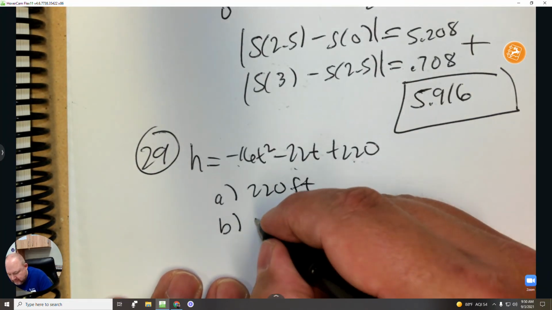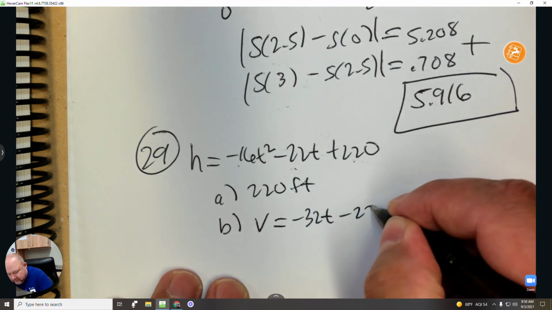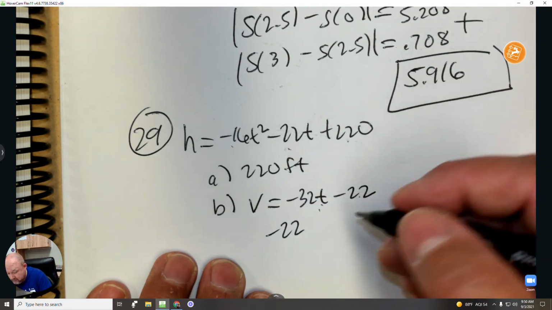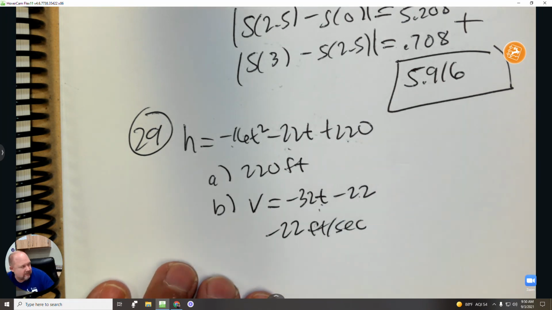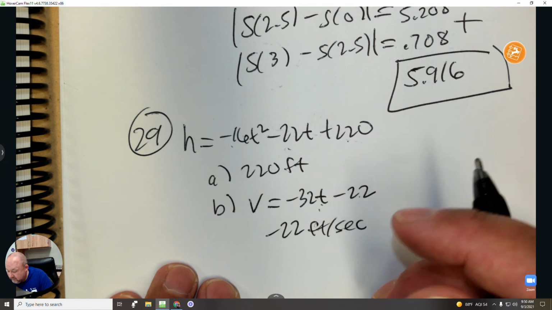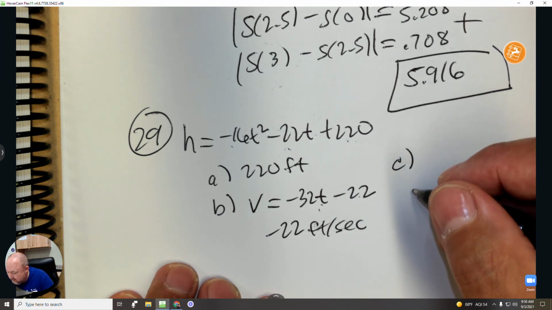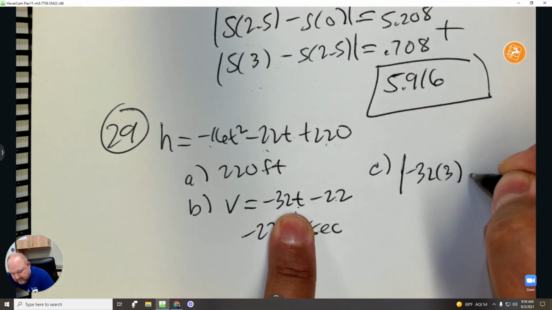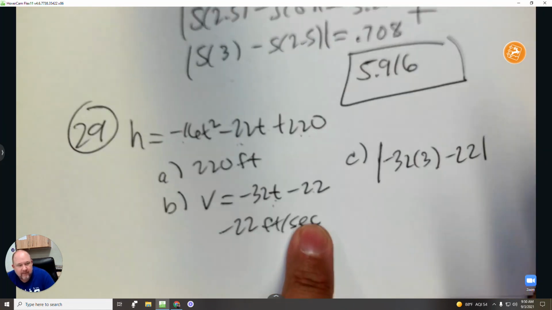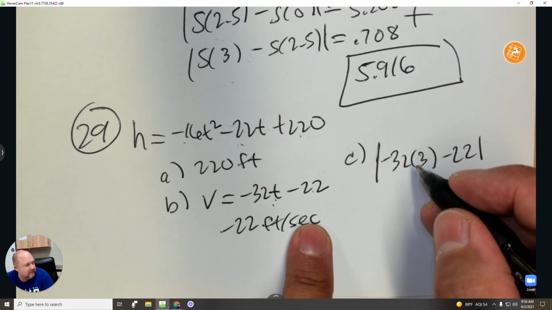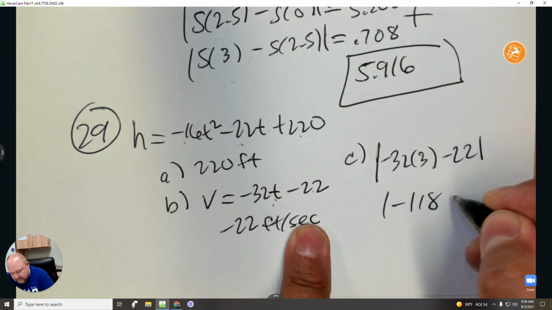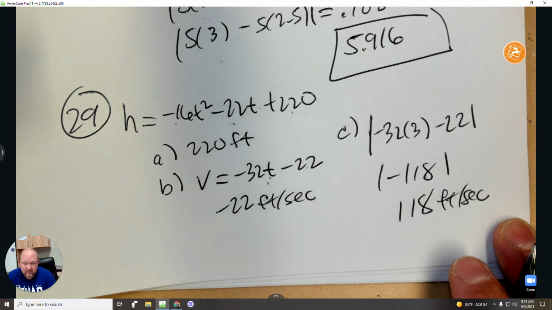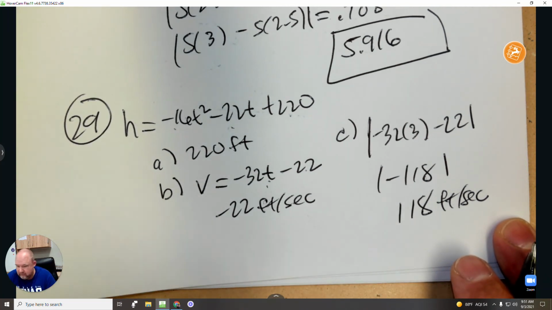What's the ball's initial velocity? So to find the velocity, negative 32t minus 22, the derivative. Plug in 0, and it's negative 22 feet per second. Makes sense, because it's thrown straight down. C, what's the speed of the ball, the speed of the ball 3 seconds after it's thrown. So plug in 3, and it's the absolute value. So that's what? Negative 96, negative 22. So that's 118. So it's positive 118 feet per second. So speed is always a positive value. It doesn't matter what direction it's going. That's how fast the ball is going, even though it's going down.